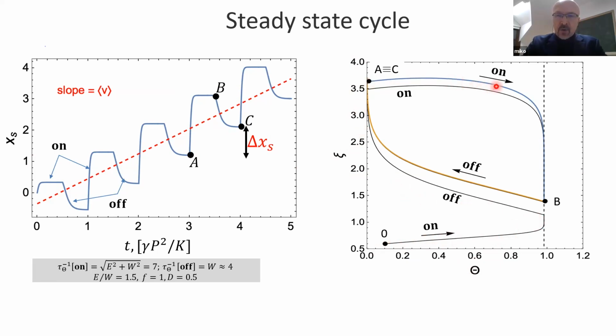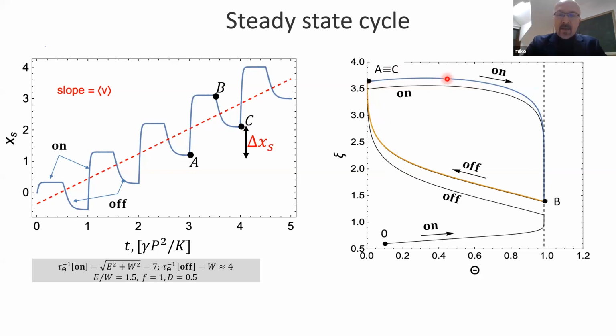So after a short transient, like 2 or 3 oscillations, we reach this orbit, the so-called steady state cycle, where the skyrmion cycles along this orbit indefinitely, as long as the field is cycling. It's an off branch and an on branch. So, why is this orbit important?